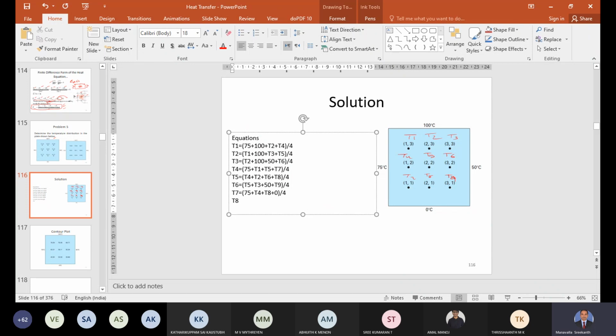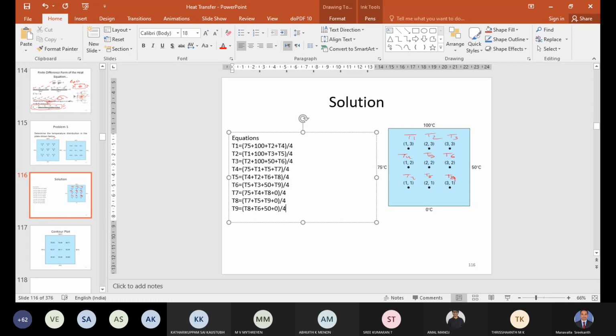And E8 is equal to 1 plus T5 plus T9 plus 0 divided by 4. Then T9 equal to 8 plus T6 plus 50 plus 0 divided by 4.